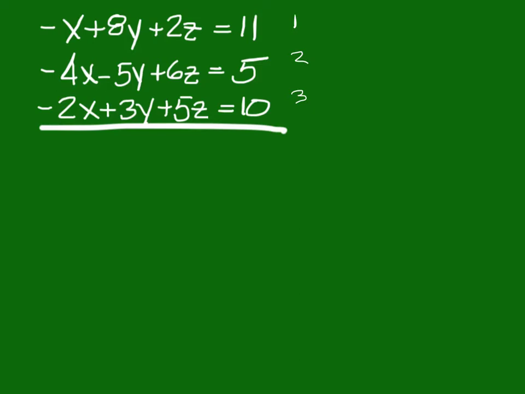2 and 3. So on 2 and 3, we have a -4 and a -2. What can I do to either one of these equations that would make the items out here be able to add to get 0 or subtract to get 0? What can I multiply either one of these equations by that would match up these numbers out on the left by the x's?